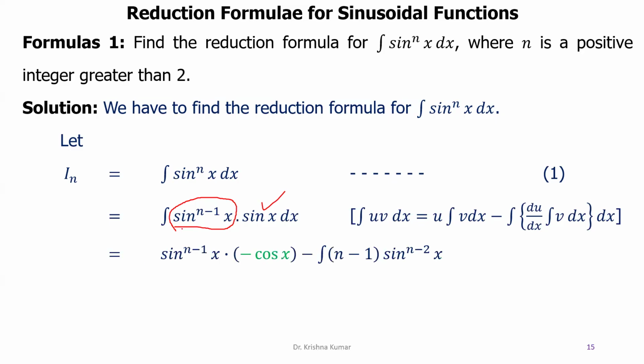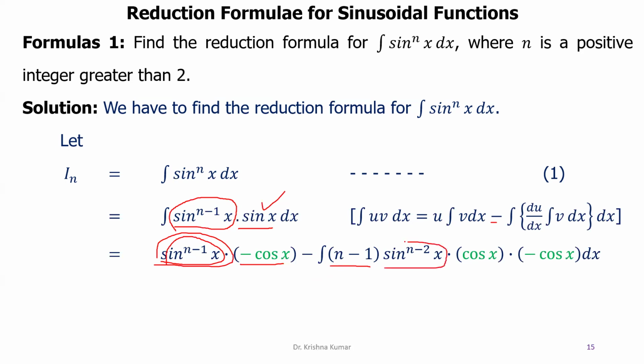So first function, sine to the power n minus 1 x. Integration of sine x is minus cos x, minus derivative of sine to the power n minus 1 x, which is n minus 1 into sine to the power n minus 2 x, and again the derivative of sine x is cos x, into integration of v dx. So what is v over here? It is sine x. So integration of sine x is minus cos x, and the whole integration. So here we are applying integration by parts. Let me again explain it.